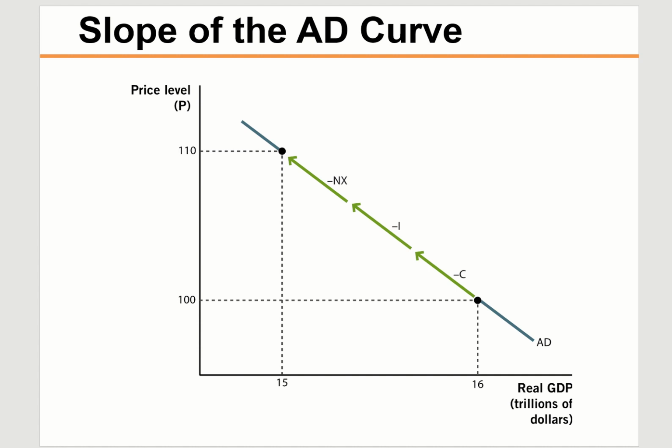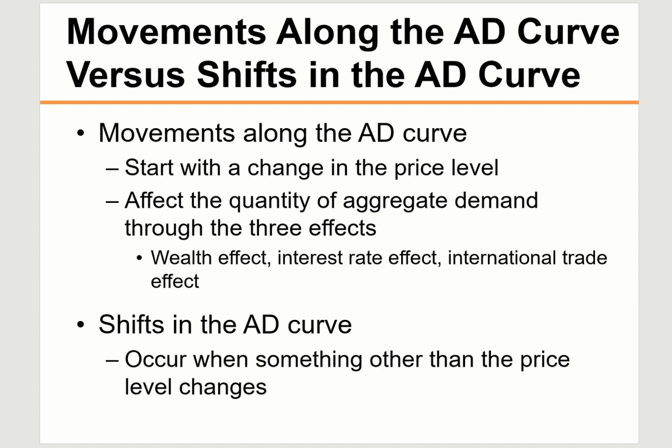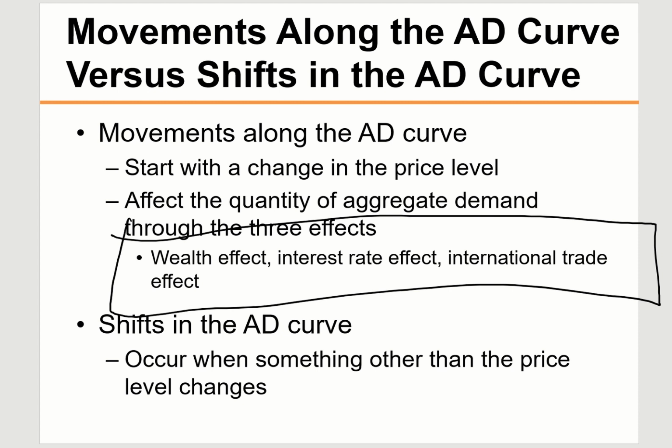So your wealth effect will change your consumption, your interest rate effect will change your investment, and your international trade effect will change your net export. Therefore, your aggregate demand curve is downward sloping. Whenever the price level changes, you'll be moving along the same aggregate demand curve. With these three effects, you'll be moving along the same demand curve.